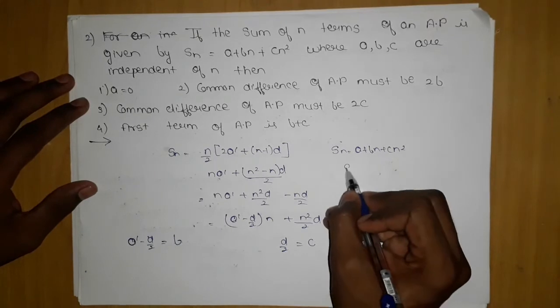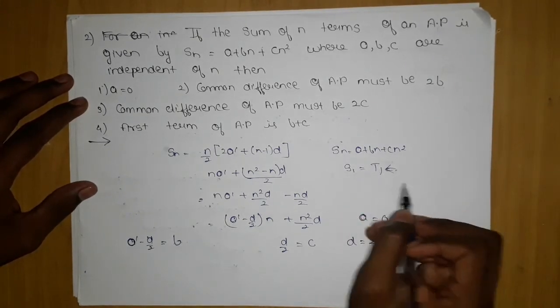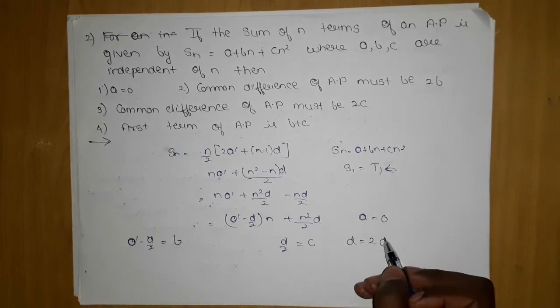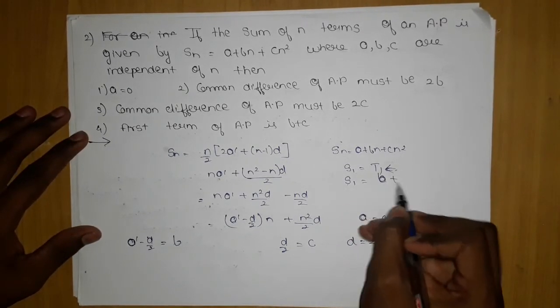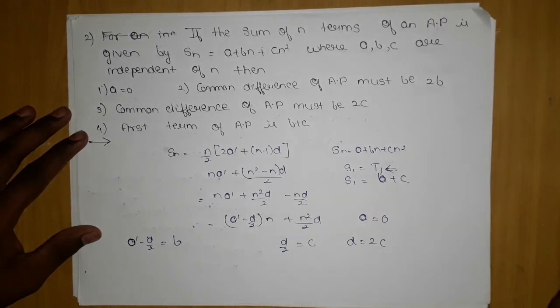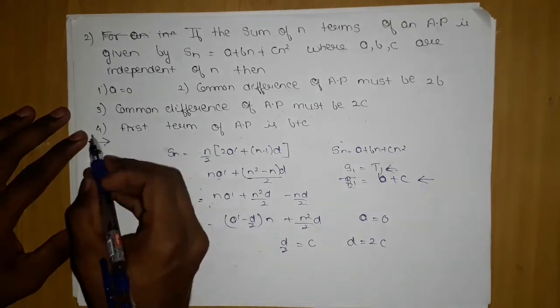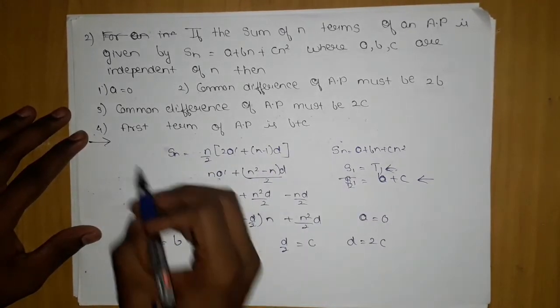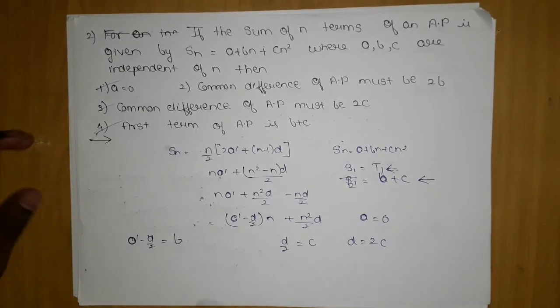And the first term of the AP is b + c, since S1 = T1, we know this basic relation. Since a is 0, if I put S1, it is nothing but b + c, because 1 squared is 1 only. So it is proven that T1 is b + c. So options 1, 3 and 4 are the correct answers, three correct answers. Now let's move on to the next question.